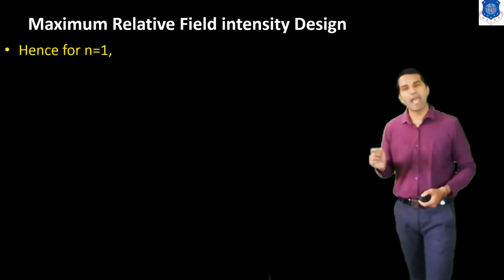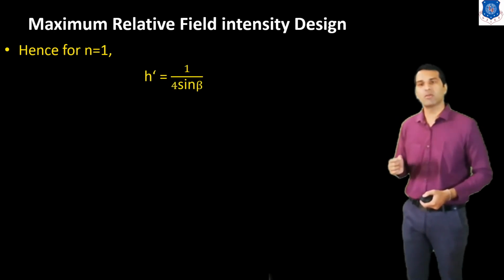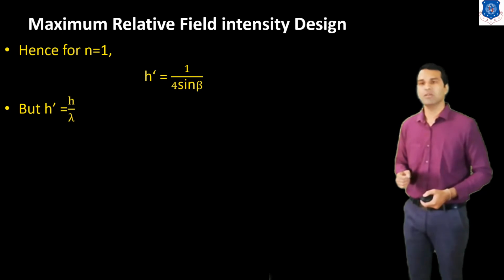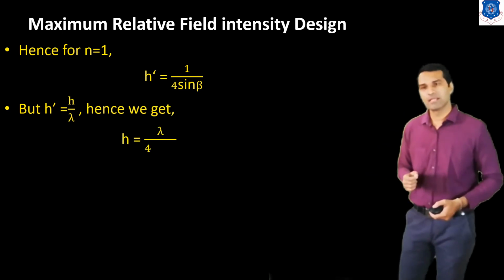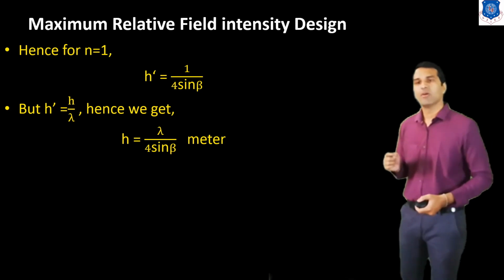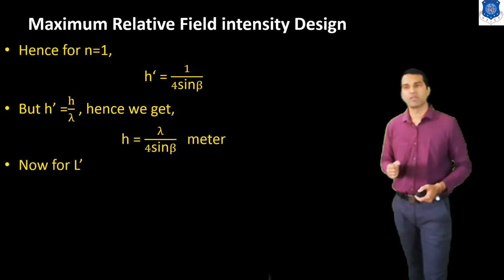Hence, for n equals 1, we can write h dash equals 1 upon 4 sine beta. But h dash is nothing but h by lambda, and we get h equals lambda upon 4 sine beta in meters.